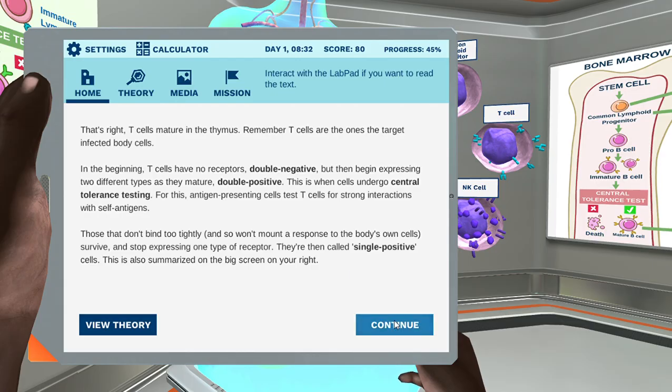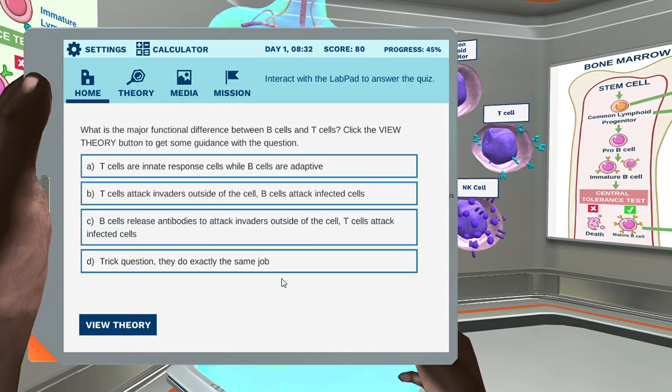What is the major functional difference between B cells and T cells? Click the View Theory button to get some guidance with the question. Option A. T cells are innate response cells, while B cells are adaptive. Option B. T cells attack invaders outside of the cell, B cells attack infected cells. Option C. B cells release antibodies to attack invaders outside of the cell, T cells attack infected cells. Option D. Trick question, they do exactly the same job.